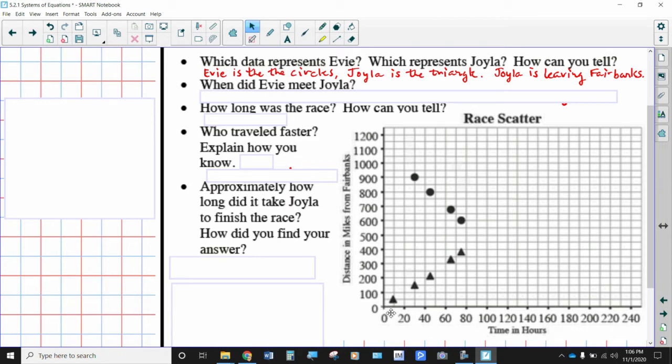I want you to take a ruler or any kind of straight edge and start at 0 and draw a line that goes through all of those triangles and take it all the way to the edge of the paper. And then do the same thing with Evie and her circles. Put your ruler over top of that and then draw a straight line that would continue all the way down to the bottom. When you have completed that, then unpause.